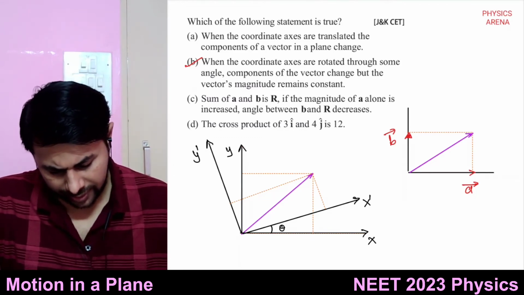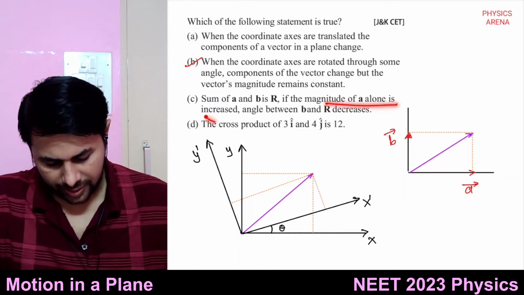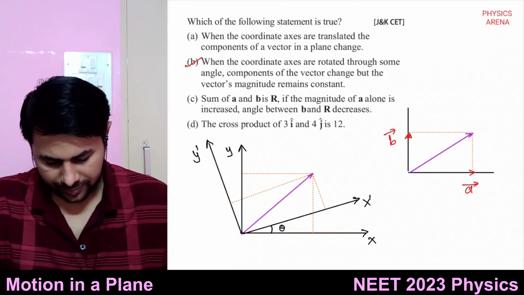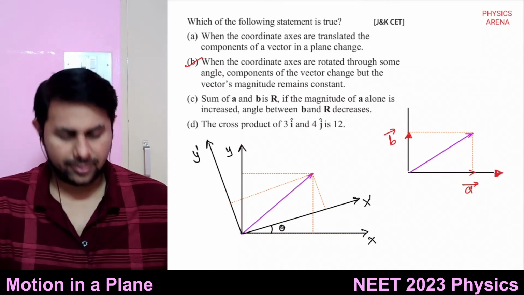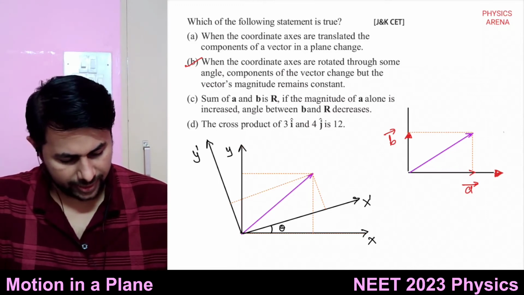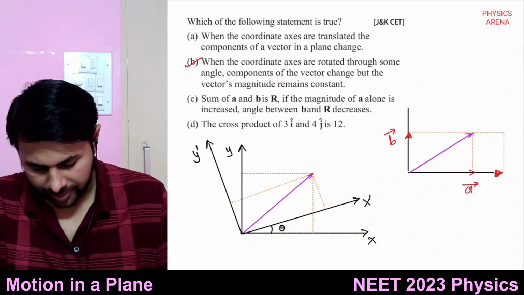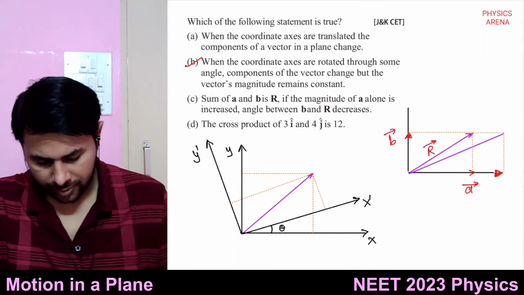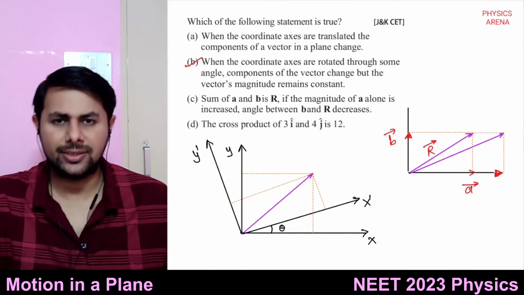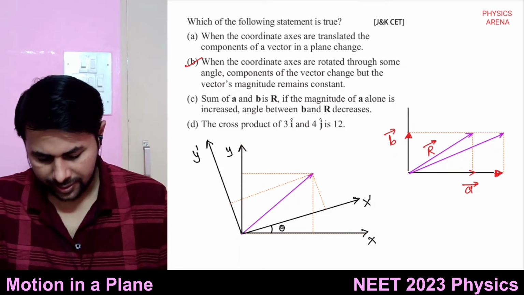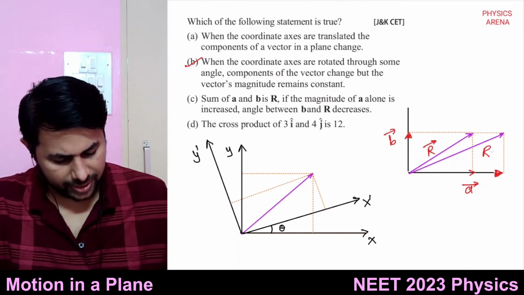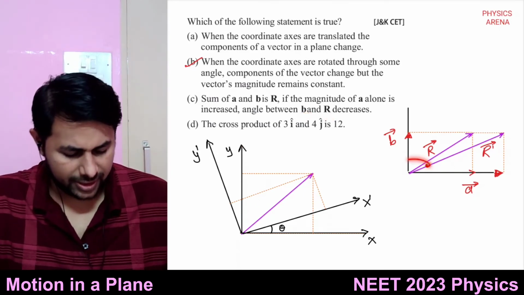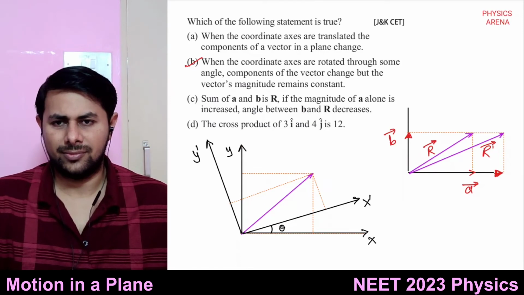And now it's given that you are changing the magnitude of A and you are increasing it. So if you increase the magnitude of A, suppose your new A is this much. Now you can see what happens to the angle. This was your earlier R bar, and now your R bar becomes this one if you increase A bar and keep B bar as it is. So R bar will change, right? Suppose the new R bar is R bar prime. And the angle between B bar and R bar decreases. So is it decreasing or increasing? Increasing.